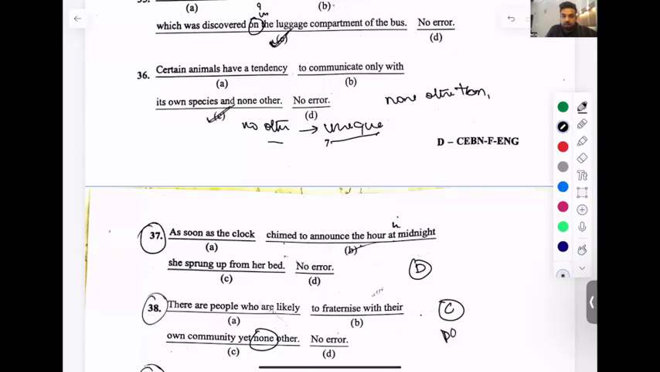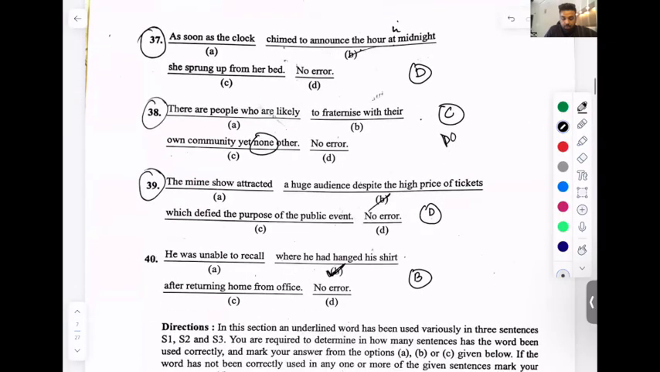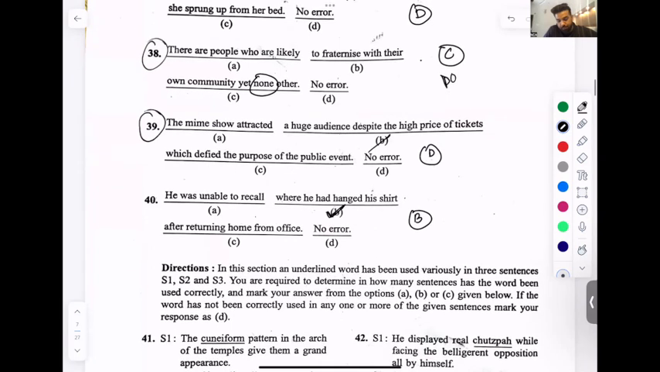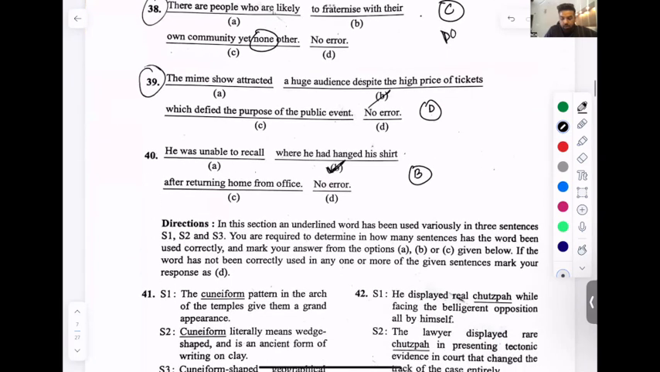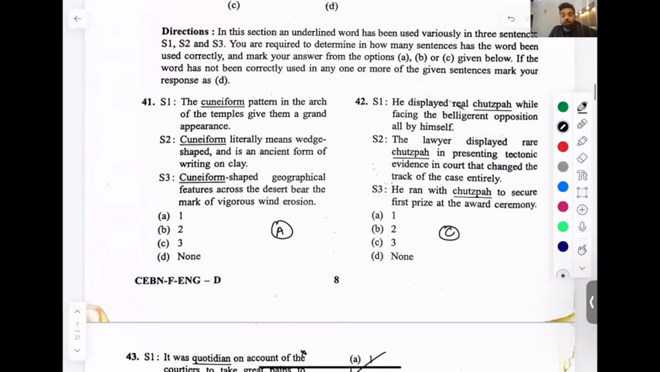None other is always followed by than. That's what we say. 37th would be Delta. 38th would be Charlie. 39th would be Delta. And 40th is Bravo.